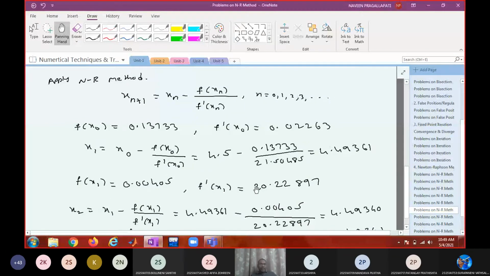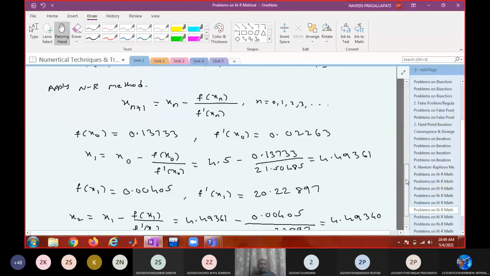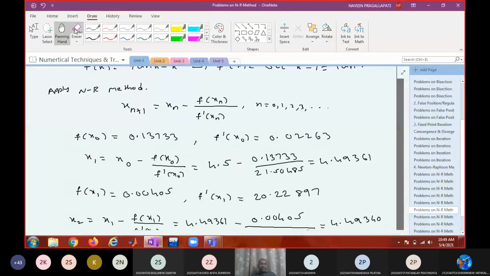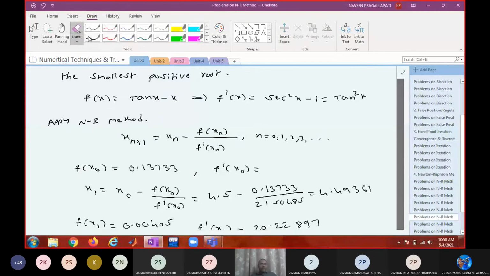Similarly, at x1 you compute f of x1, f dash of x1. For f dash of x naught, there is a mistake I see, I think. Please compute secant square of 4.5, tan square of 4.5. Tell me what is that value. Use your calculator. Substitute x equal to 4.5 in tan and square it, and tell me what is that value. Is it 21.50485? Put your angle in radians. Make sure that your angle is in radians.